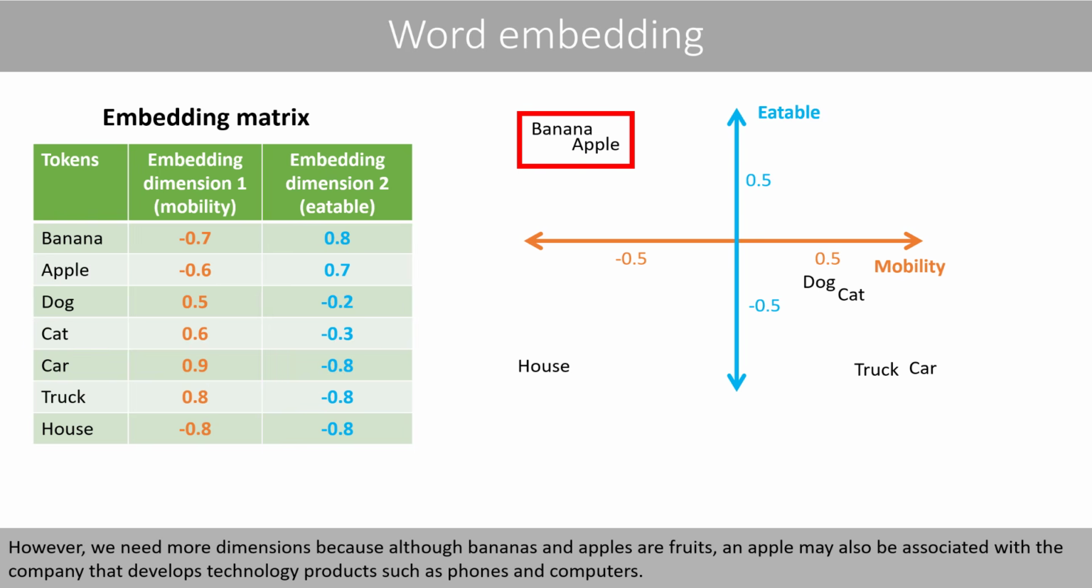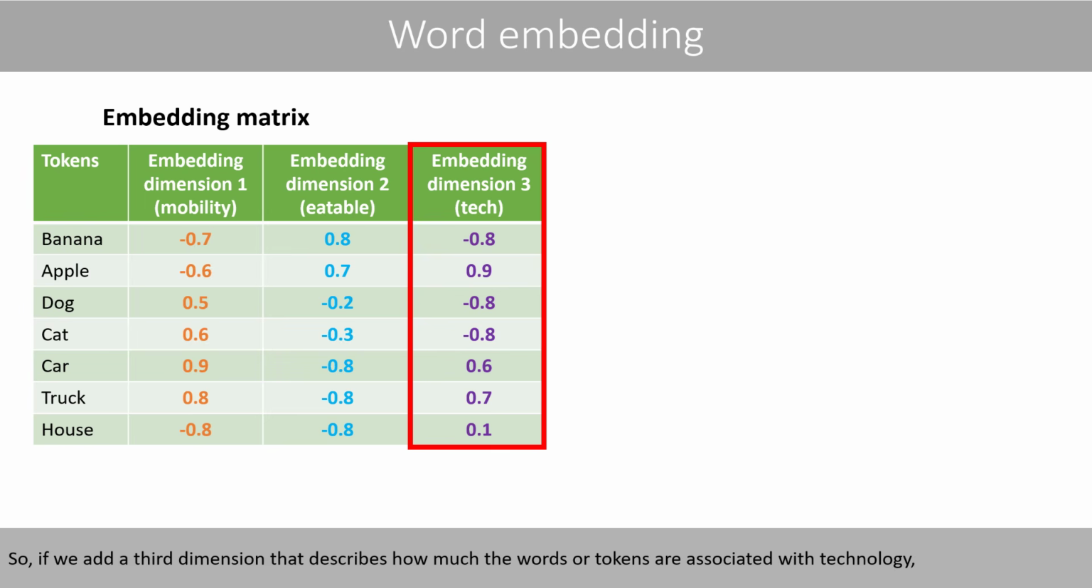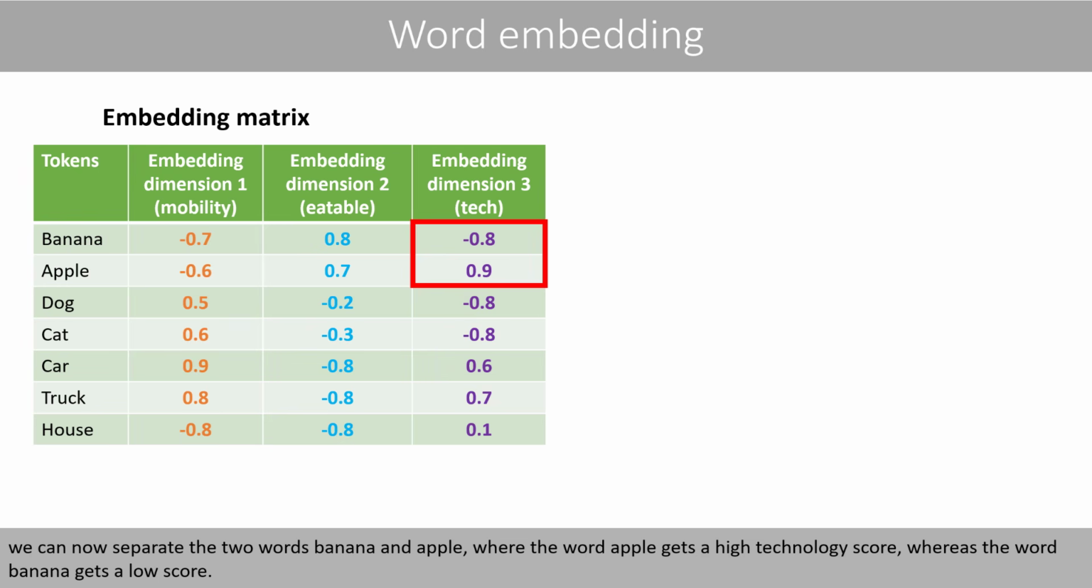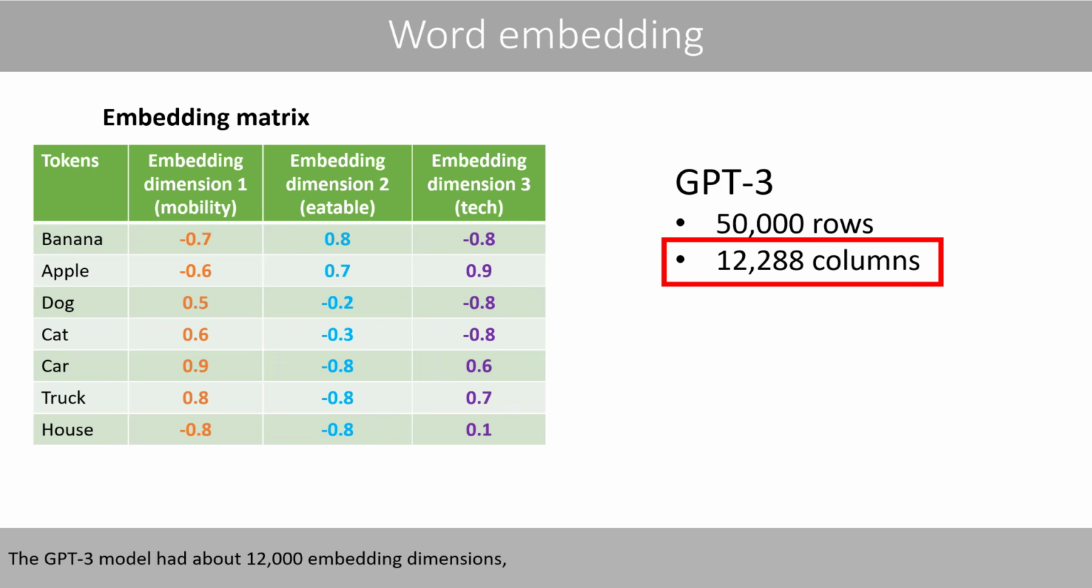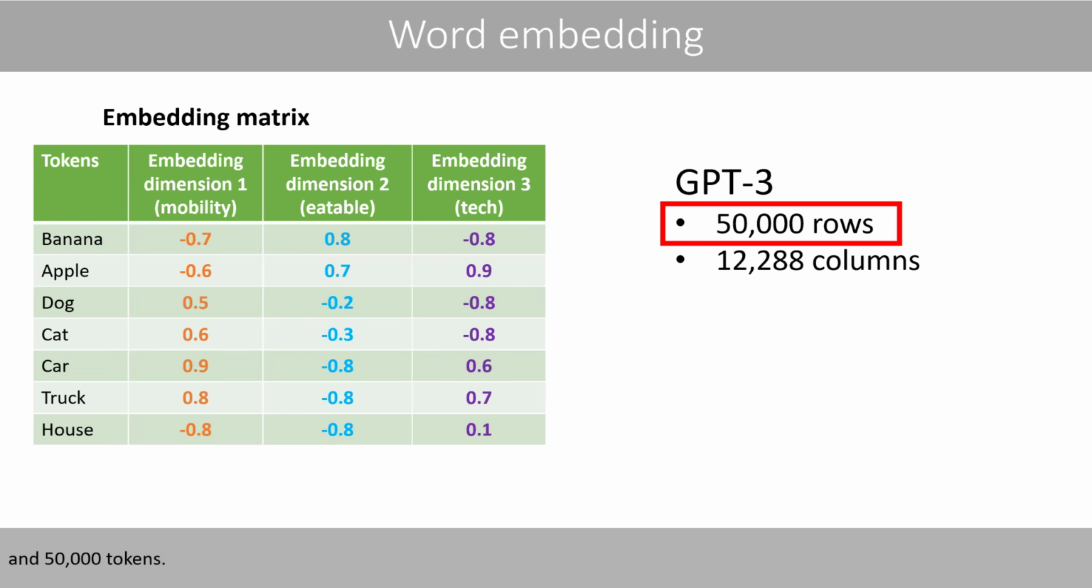However, we need more dimensions because although bananas and apples are fruits, an apple might also be associated with the company that develops technology products, such as phones and computers. So, if we add a third dimension that describes how much the words or tokens are associated with technology, we can now separate the two words banana and apple, where the word apple gets a high technology score, whereas the word banana gets a low score. The GPT-3 model had about 12,000 embedding dimensions and 50,000 tokens.